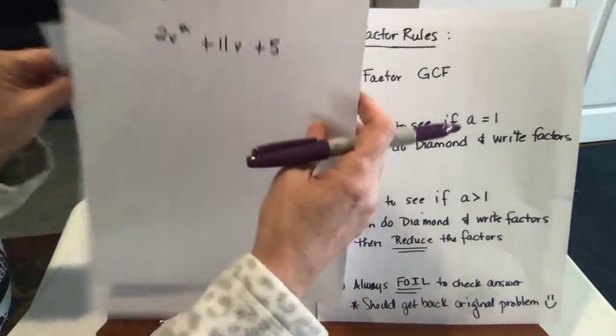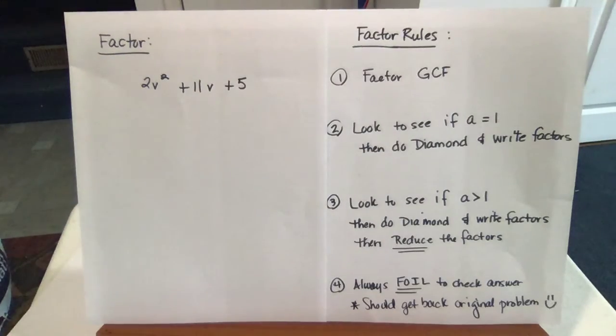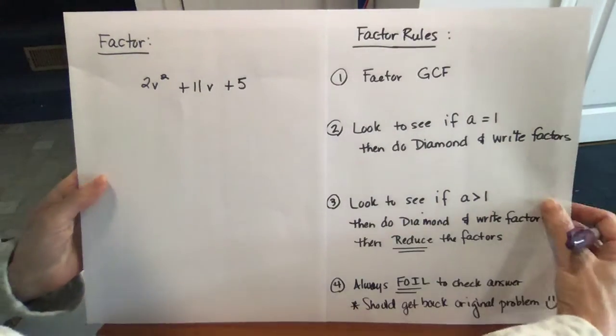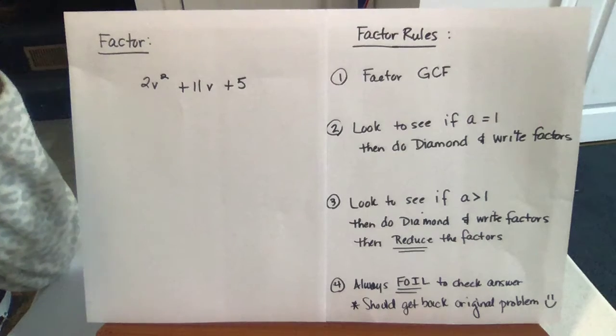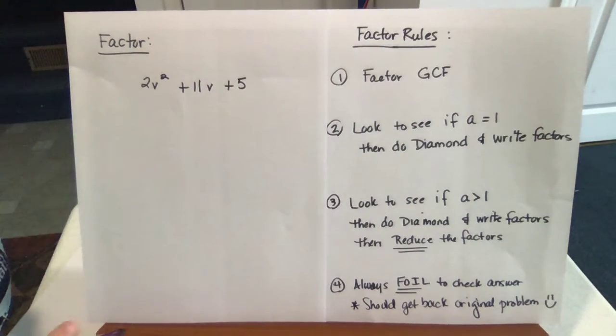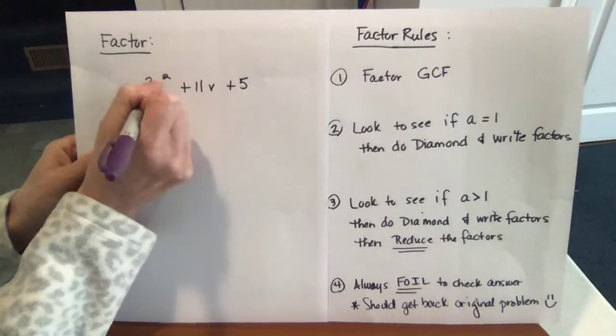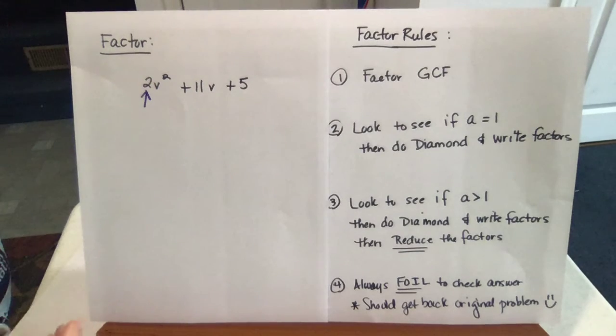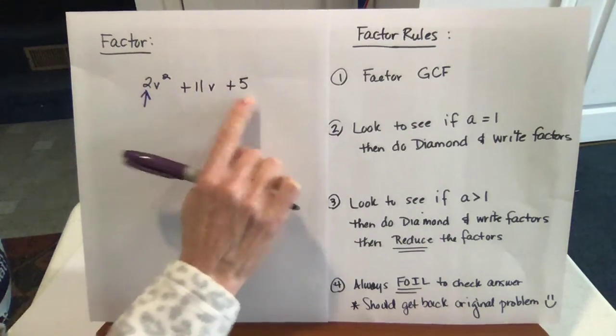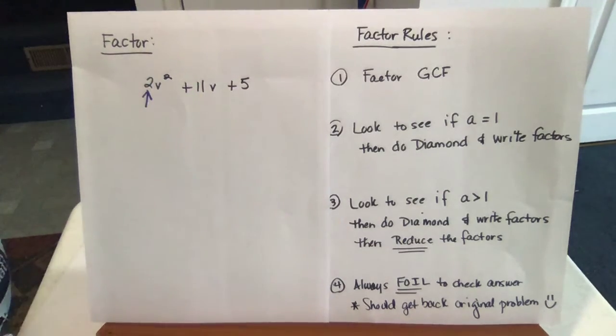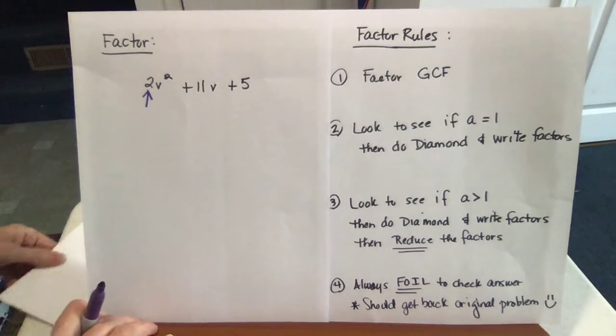All right, next, we're going to keep our rules up, okay? And we're going to work off of this first problem. We have 2v squared plus 11v plus 5. Now you can see right here, our 2 is the coefficient of v squared, so it is greater than 1, okay? Now, we're looking for GCFs first, 2, 11, and 5. There's absolutely no greatest common factor.